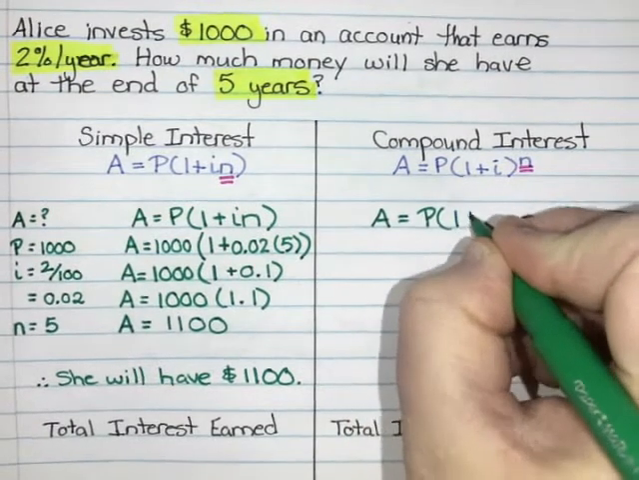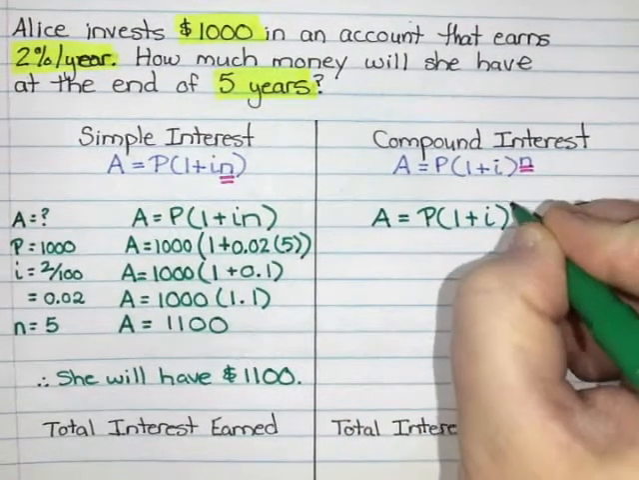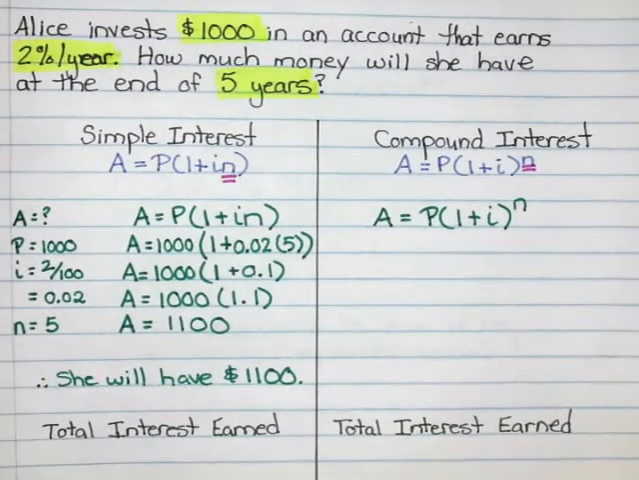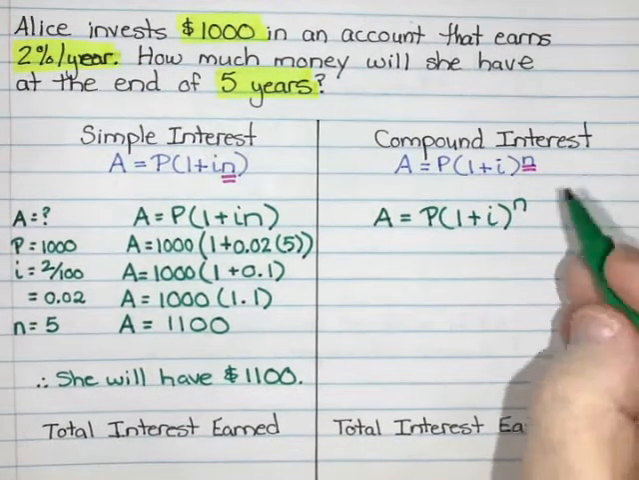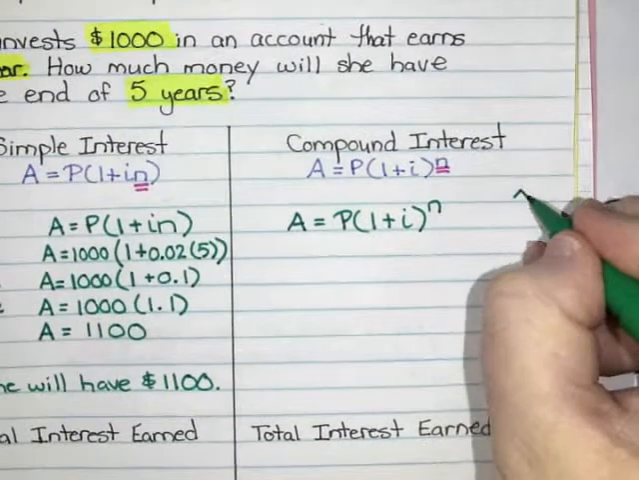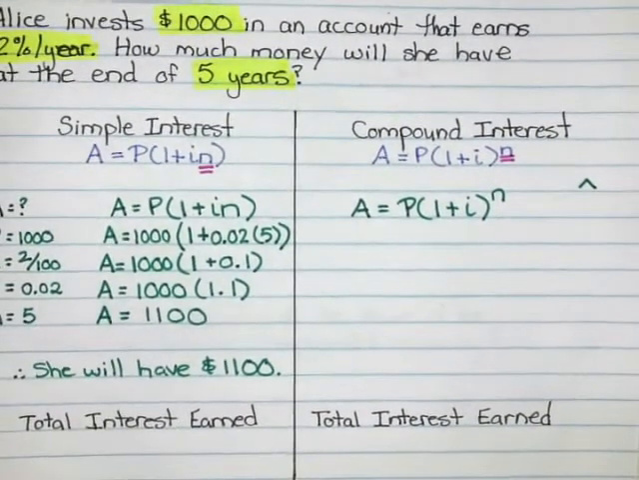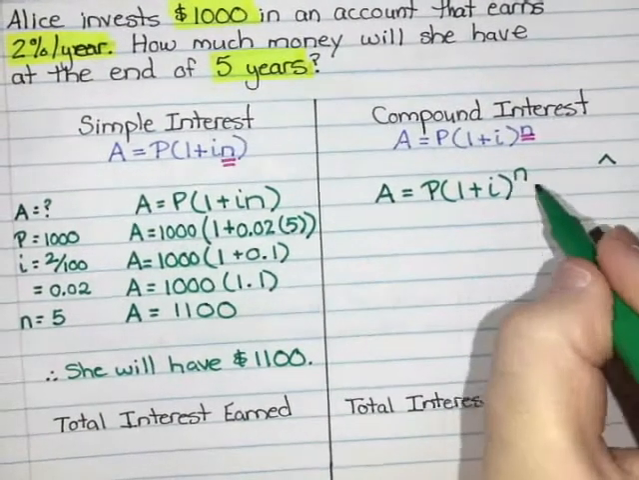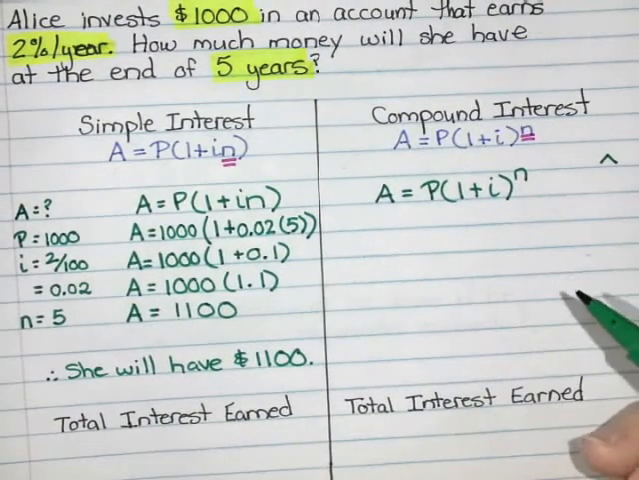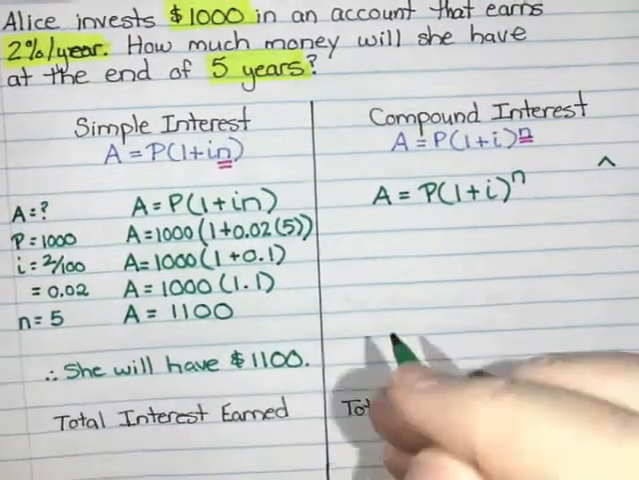A equals P times (1 plus i) to the power of n. If you are doing this in Google Forms, you have to write exponents using the caret so that I can tell that it's an exponent, because unfortunately you can't make a superscript in Google Forms. So I'm going to sub my numbers in.